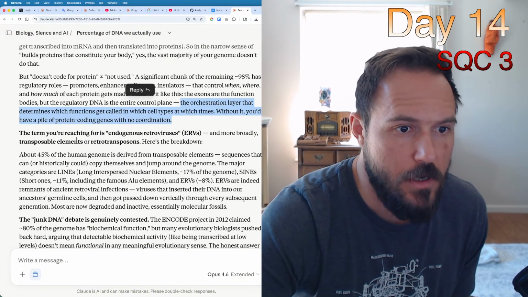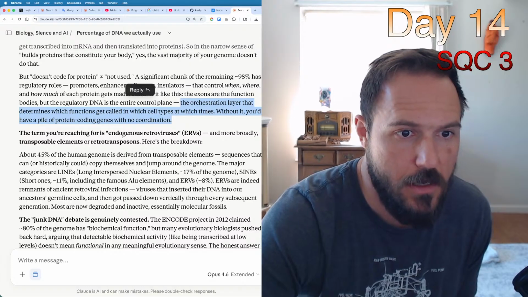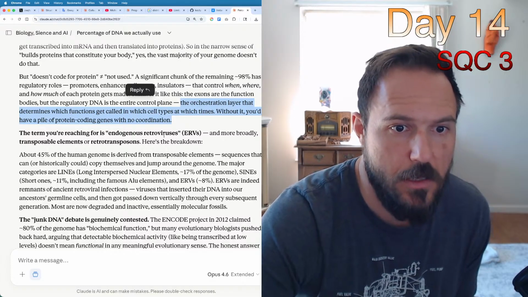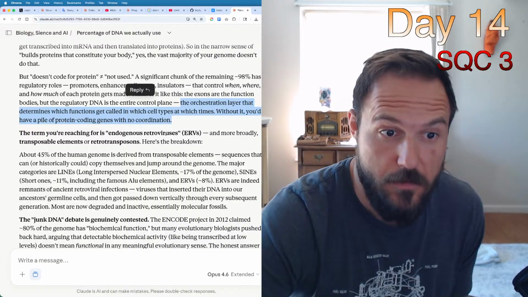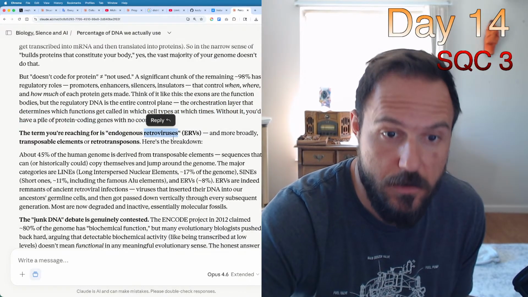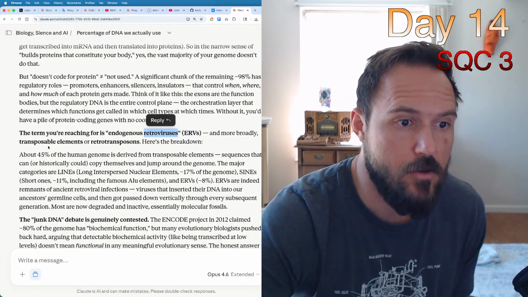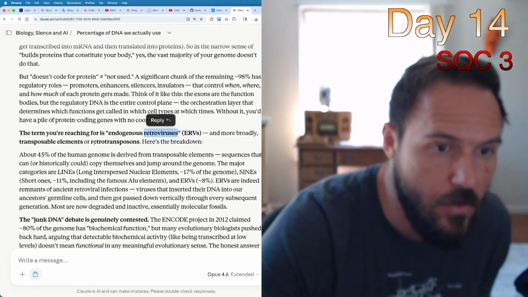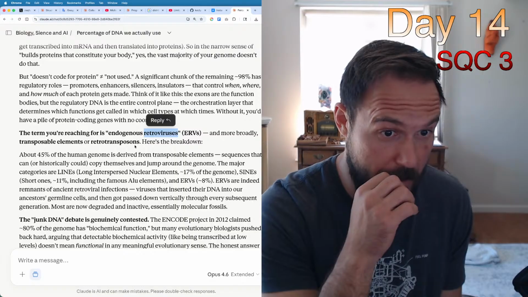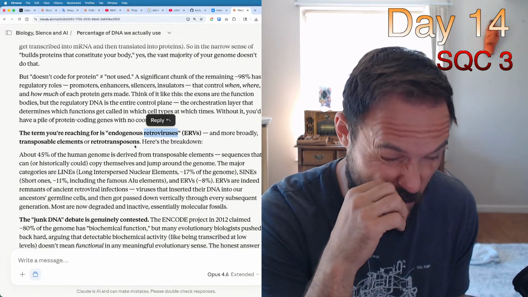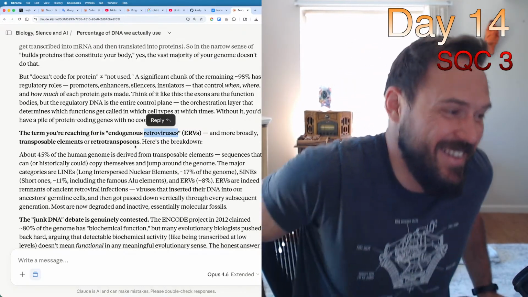The term you're reaching for is endogenous retroviruses. Retroviruses, yes, and more broadly, transposable elements or retrotransposons. What the fuck?